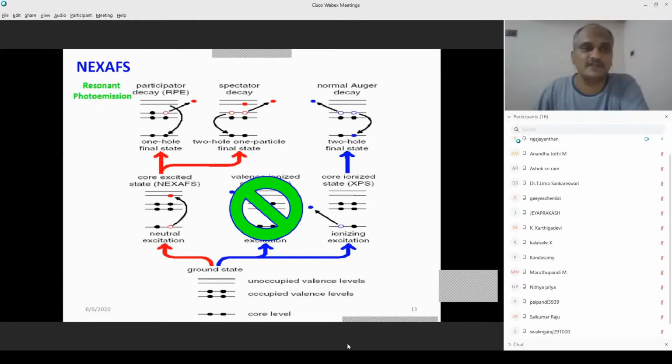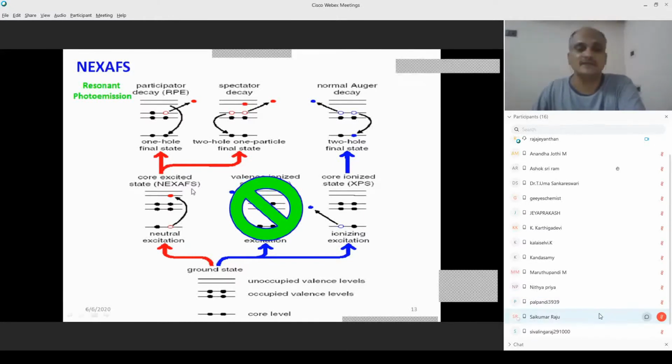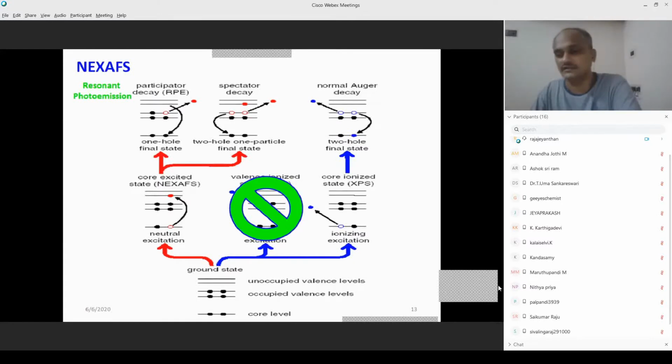There are two types of decay that happen in NEXAFS spectroscopy. We are much interested in NEXAFS spectroscopy. What is the thing you have to keep in mind? There is a neutral excitation, and after that it will go for two types of autoionization. One is called participator decay, and the next one is called spectator decay.